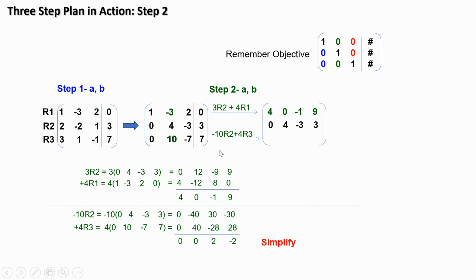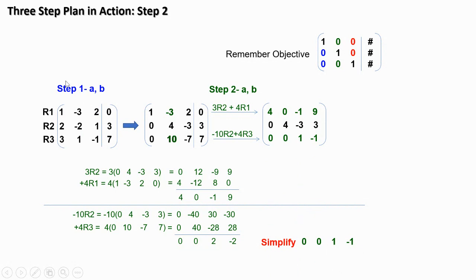This way, you don't get any fractions. Everything will be integers. So it's going to give us 0, 0, 1, negative 1, because if I divide everything by 2, my result will be 0, 0, 1, negative 1. So this is my new row 3.